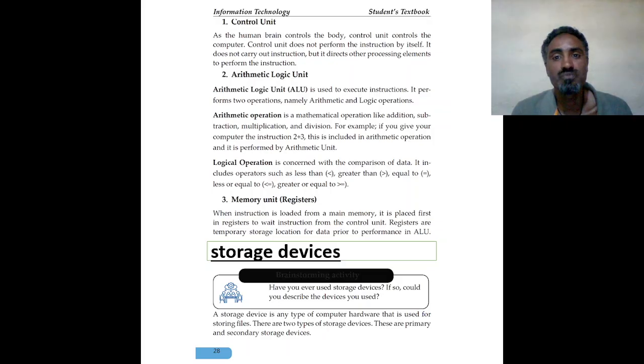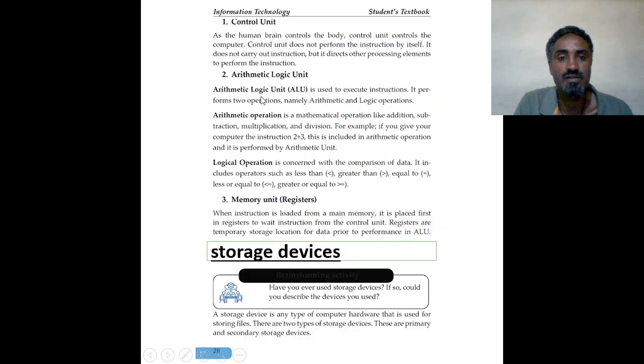The control unit does not perform the instruction by itself. It does not carry out instructions, but it directs other processing elements to perform them. It gives the instruction, or passes or transfers it, to the other components. So when we come to the second one, the arithmetic logic unit, it performs the instruction.